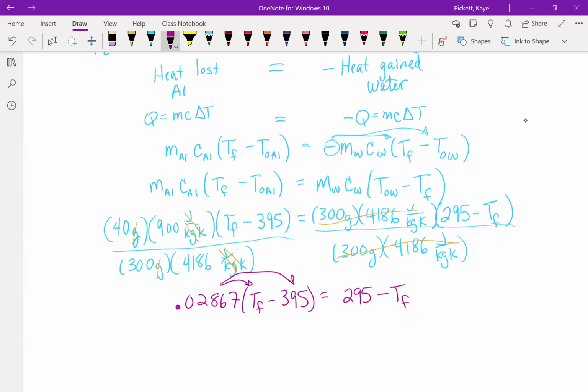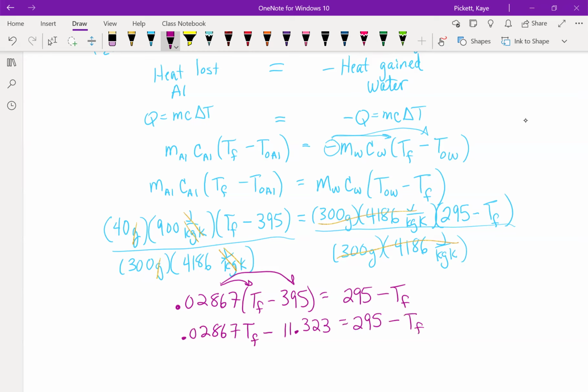However, as you've seen, the worst part about calorimetry is the fact that I've got to do some wonky algebra. If we have more than one object, we just have to add more terms. It doesn't change the physics, it just means more algebra. So I'm going to take this number and multiply it by 395. And so I get 0.02867 times T final minus 11.323 is 295 minus T final.